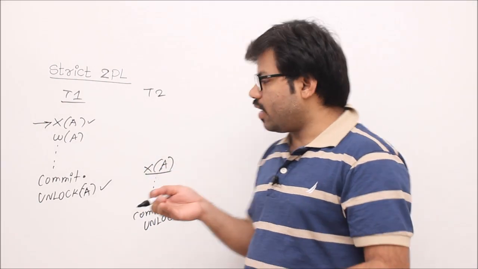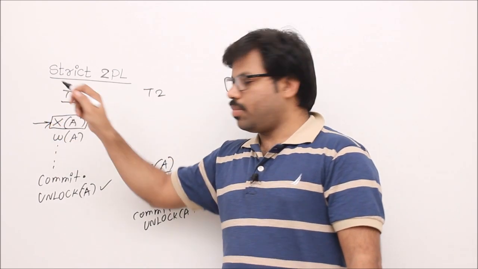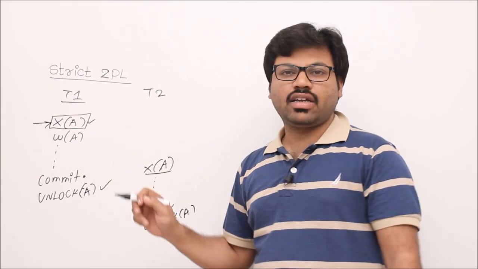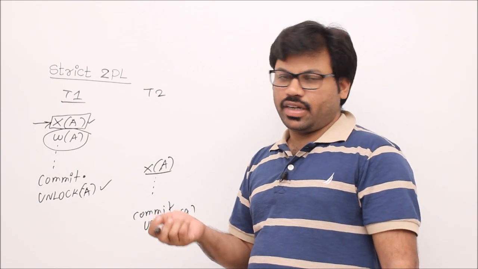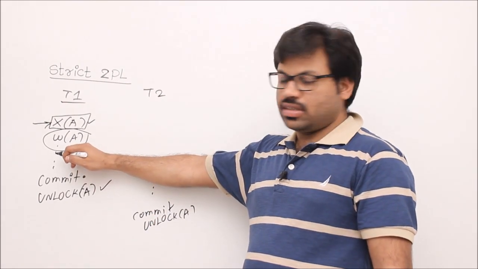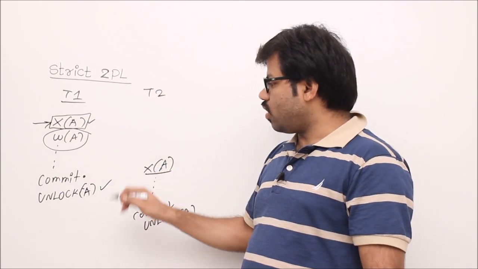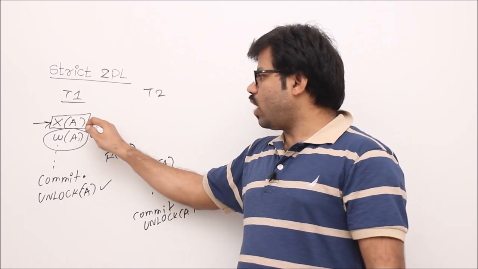Now it is easy to understand what you are doing. Whenever you keep this exclusive lock, most probably we use exclusive lock for write operations, correct? That means you are writing something, right? So whenever you do that write operation, others cannot do the same thing. Others cannot do reading or writing on the same database item A because you have the lock.